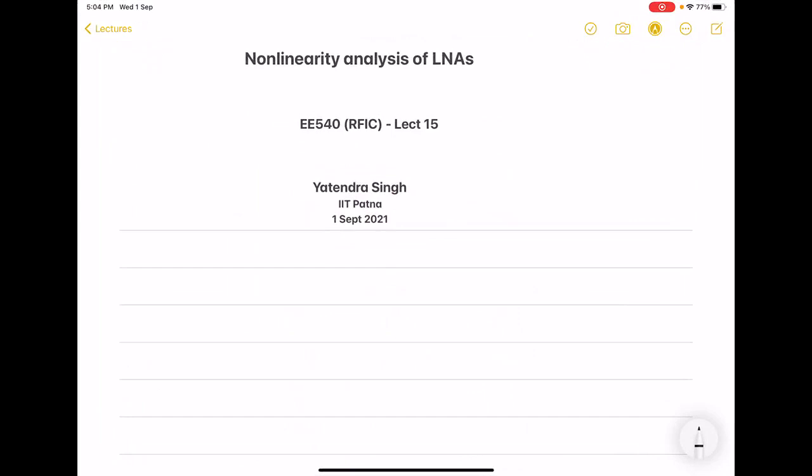In this lecture, we will analyze some of the amplifiers, and we will try to find the expression for the amplitude of the IP3 and the amplitude for the 1 dB gain compression point. So this is the meaning of nonlinearity analysis.